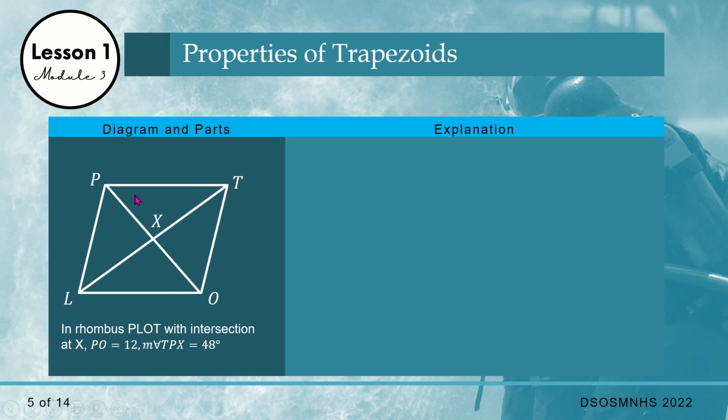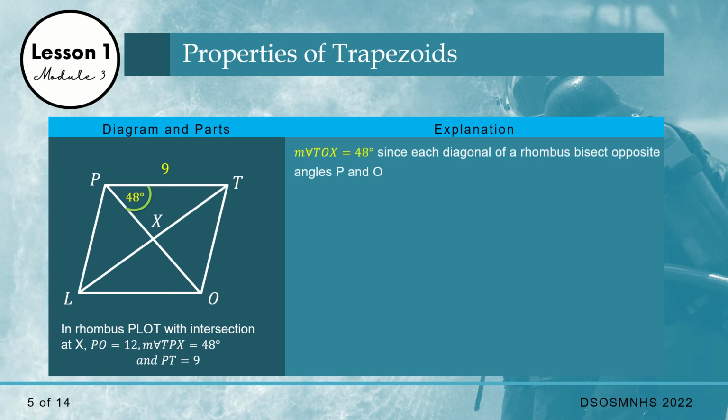Next is the measure of angle TPX. TPX is 48 degrees, this one on top. To illustrate. Okay, there. Then another given is PT. Side PT, the top one, is 9. Then angle TPX is 48 degrees. So let's find the measure of angle TOX. Where is TOX?